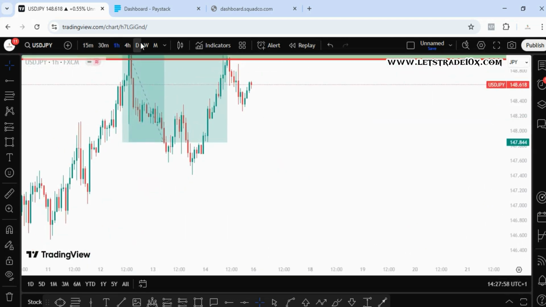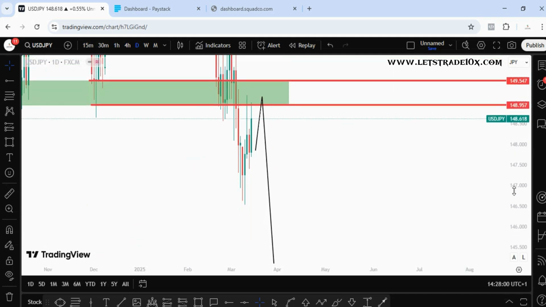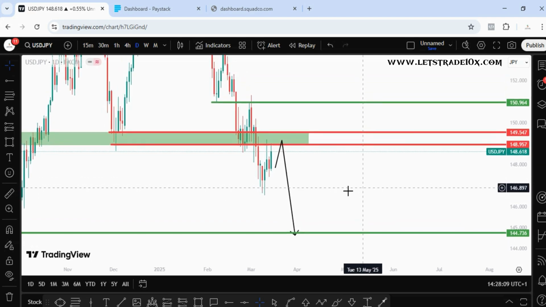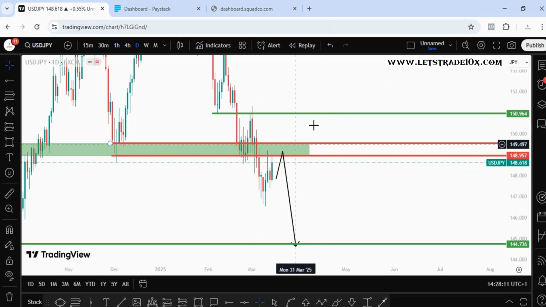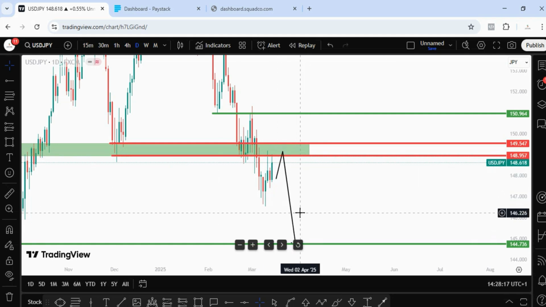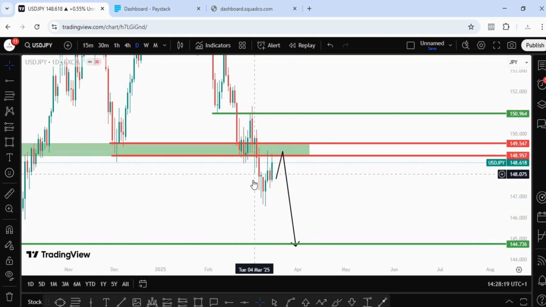Although on the bigger picture, if I go back to the daily time frame, I am still expecting to see price drop into 144.736, but that depends on USD, right? If US dollar trades to the upside, of course, USDJPY will break back above here. So that's why I'm going to be giving a bullish and bearish scenario. So my bearish scenario remains the same. That is if you have a confirmation.